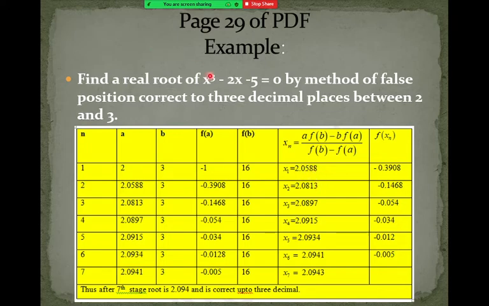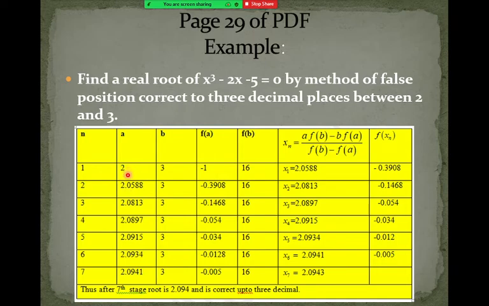So f of x1 is calculated. This value of x1 is replaced here, and we get f of x1, which is minus 0.3908. Now can you tell me which should be replaced, a or b? Sir, replace a. Yes, correct. a should be replaced because f of a is negative and f of x1 is also negative. You will observe the previous a, which was 2, is replaced by 2.0588. The reason we replace a is that f of a and f of x1 both are negative.